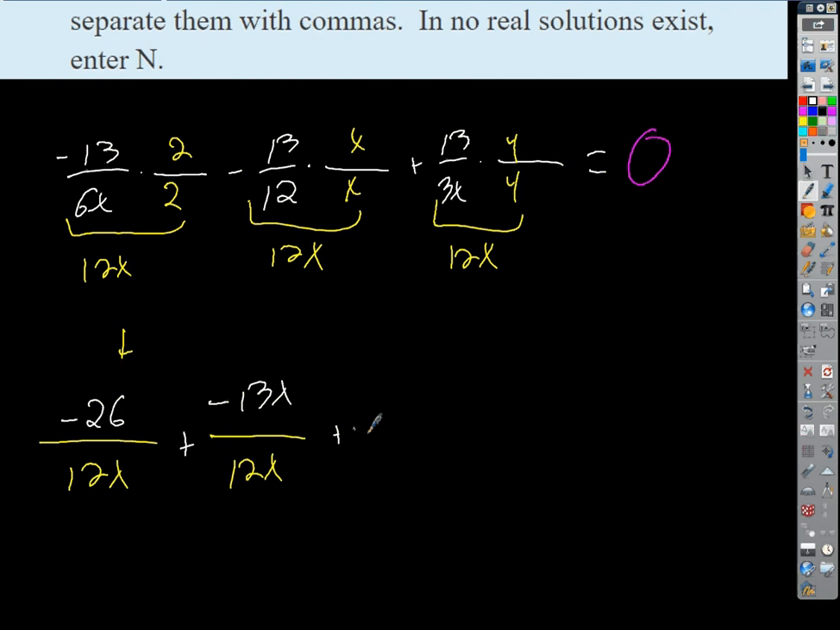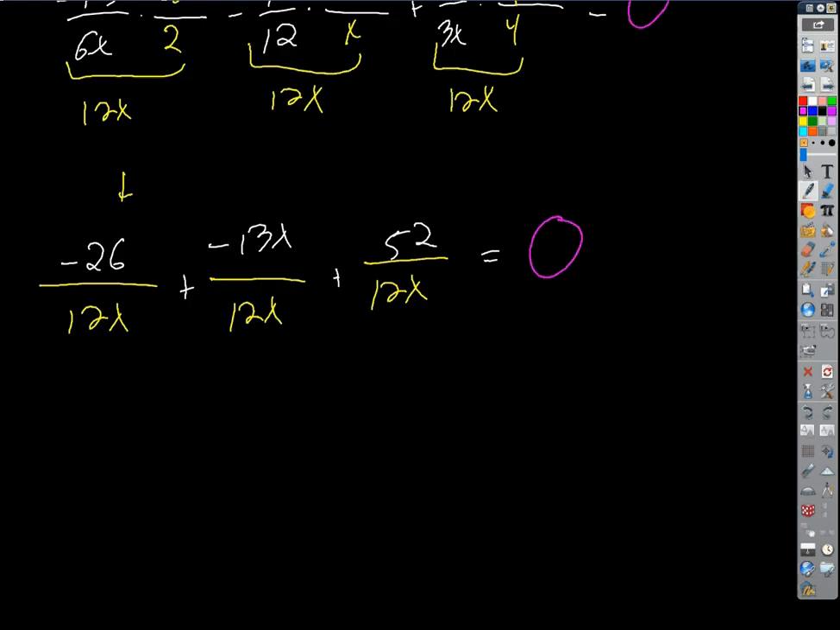Plus 13 times 4, what's that? 52 over 12x equals 0. Okay, the reason I said that step maybe wasn't necessary is because, look, I've got a common denominator, so I could write this as one big fraction, right, with 12x on the bottom. That's my common denominator, right? So we could write this whole thing as some stuff over 12x equals 0.